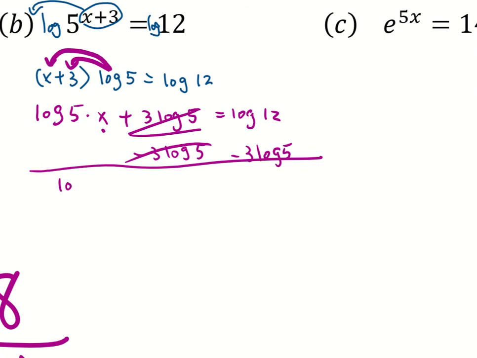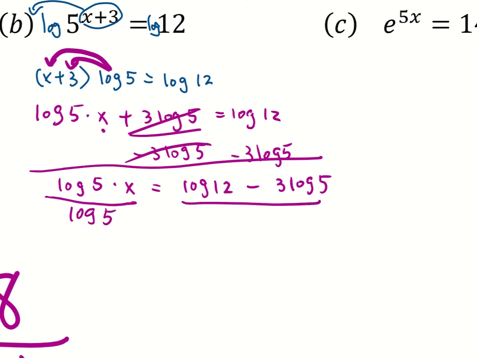So you have log of 5 times x on the left side, and on the right side you'll have log of 12 minus 3 log of 5. You don't have to do anything. They're not like terms, so you don't have to combine them. And the last step, to leave x by itself, divide both sides by log of 5.